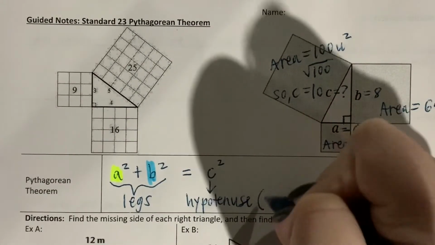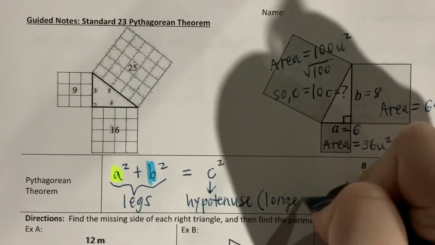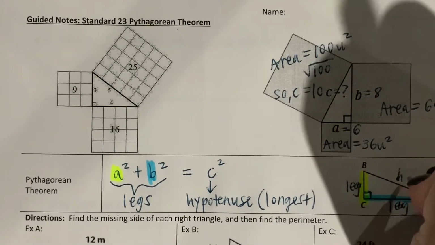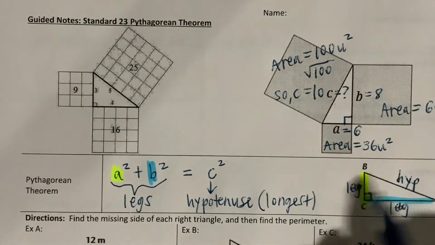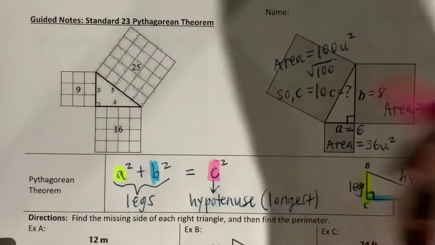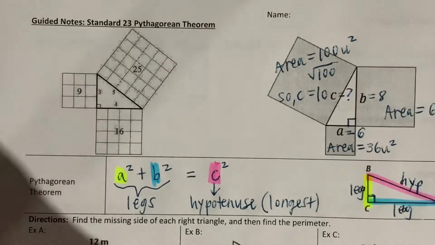Hypotenuse, and I'll make a note here that it's our longest side. It's also the side that is across from the right angle. I often abbreviate hypotenuse as hype. And so my longest side here is the hypotenuse.